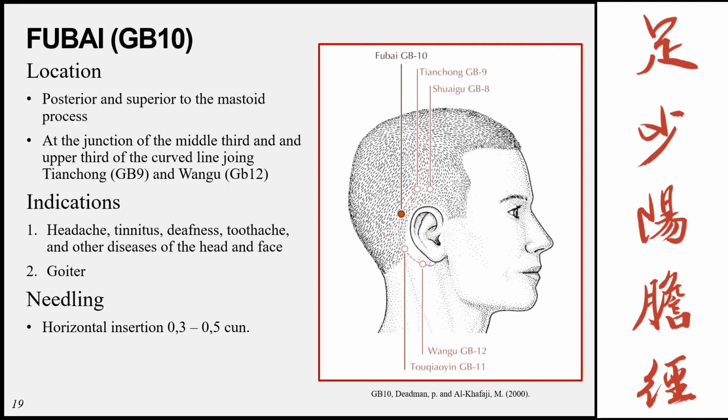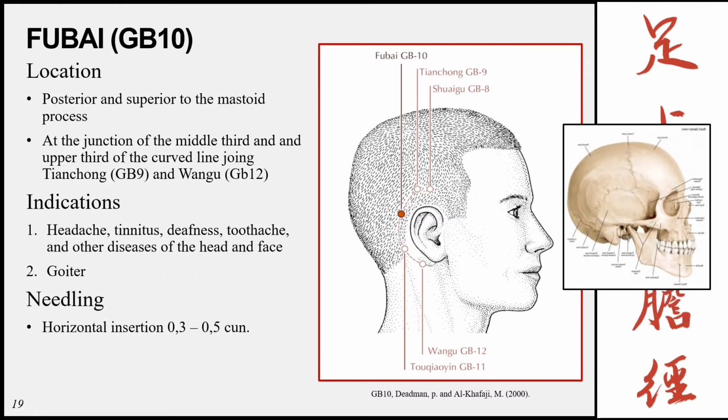The next point is Fubai, GB10. So this point is located posterior and superior to the mastoid process. Let's bring in an image of this. And here is the mastoid process. So we've got to be posterior and superior to the mastoid process. And this is the region over here on the image.